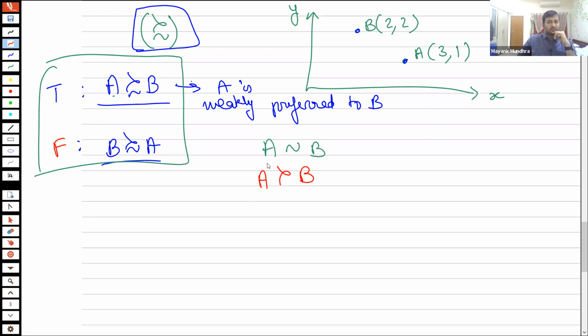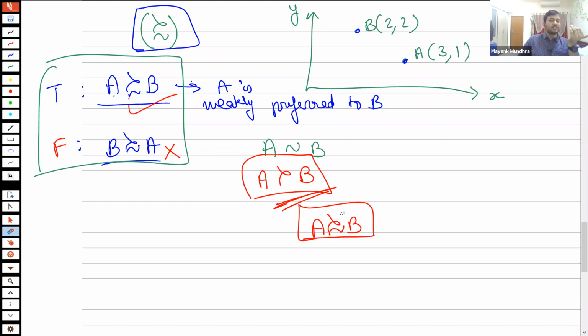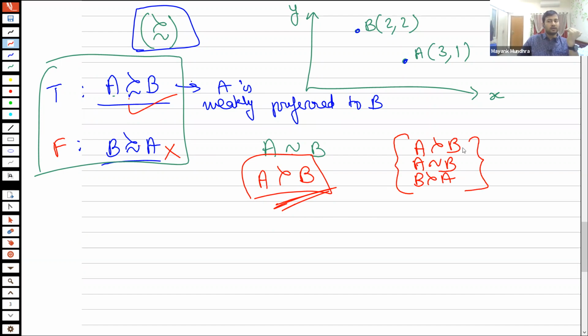Okay, because A strictly preferred to B, when it is true, then this thing is true, but B weakly preferred to A is false. So only in this case, I will have this true and this false. If A were weakly preferred to B, then I cannot say for sure. So the idea is that I have to give one of these answers: either A preferred to B, A indifferent to B, or B preferred to A. One of these three things has to be. So that is basically the completeness property.